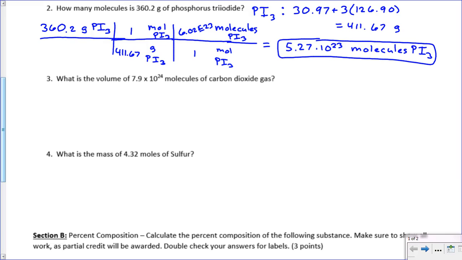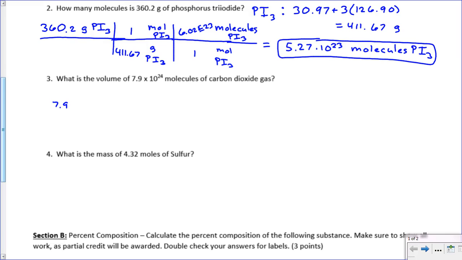All right, question number 3 here, it says what's the volume of 7.9 times 10 to the 24th molecules of carbon dioxide gas. So in this one, we're trying to go to volume, and we are starting with molecules, which is particles. This is again going to require a two-step conversion. We have to go from molecules to moles first, and then from moles to volume. We won't need the molar mass in this case because grams is not involved. There's no mole to gram or gram to mole conversion, so there's no reason to calculate the molar mass in this one.